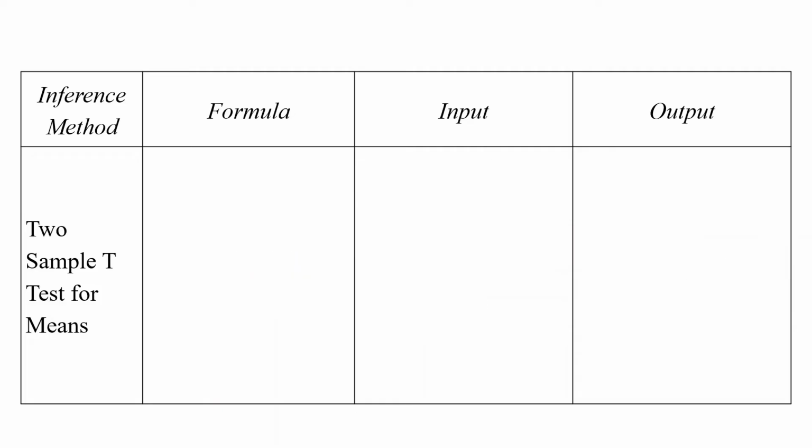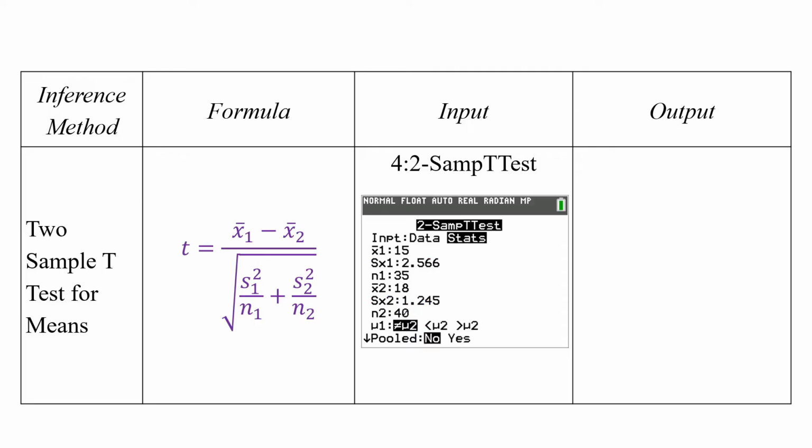And then the last common inference procedure is your two-sample t-test for means. This is going to be your formula. Your input when you're looking at stats, you're given two inputs, two data sets essentially. You are going to be asked about your alternative hypothesis. And then again, you have a question, pooled or not pooled, and you always click no.